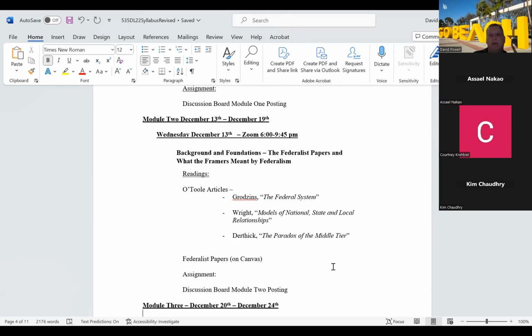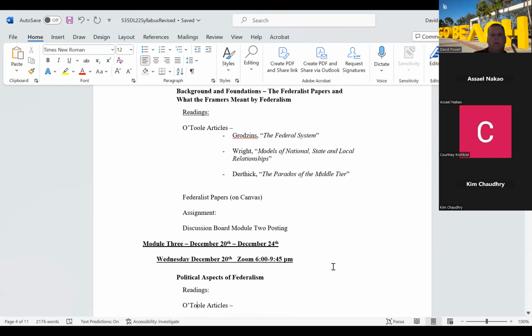Your other readings, you've got the remaining Federalist Papers. We're not going to specifically go through all the Federalist Papers. We're just going to pull out and focus on 10 and 39 primarily. And then you also have your second discussion board post as well.